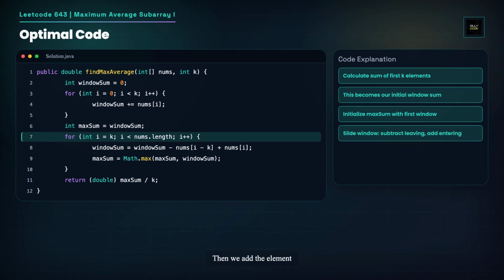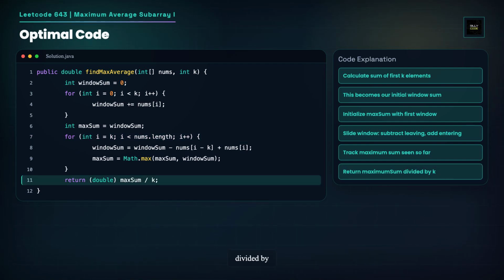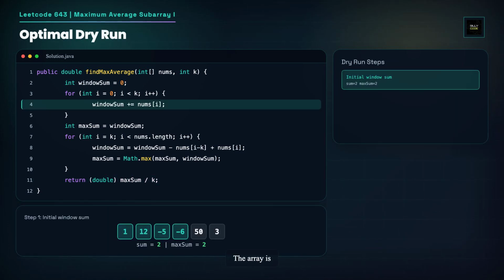To update the sum, we subtract the element that's leaving the window. Then we add the element that's entering the window. Now we compare the updated sum with our current maximum. If it's larger, we update maximum sum. We repeat this process until we've processed every window. Finally, we return maximum sum divided by k. That's the complete optimal solution. Notice something interesting. We never recalculate the entire window. We simply update the previous sum.